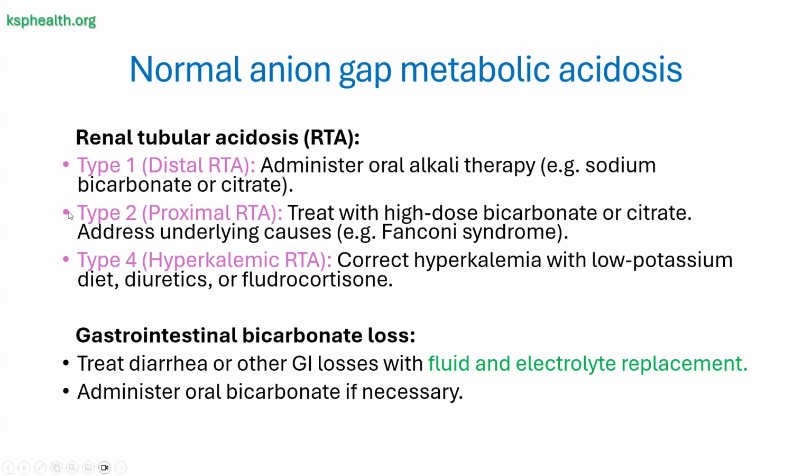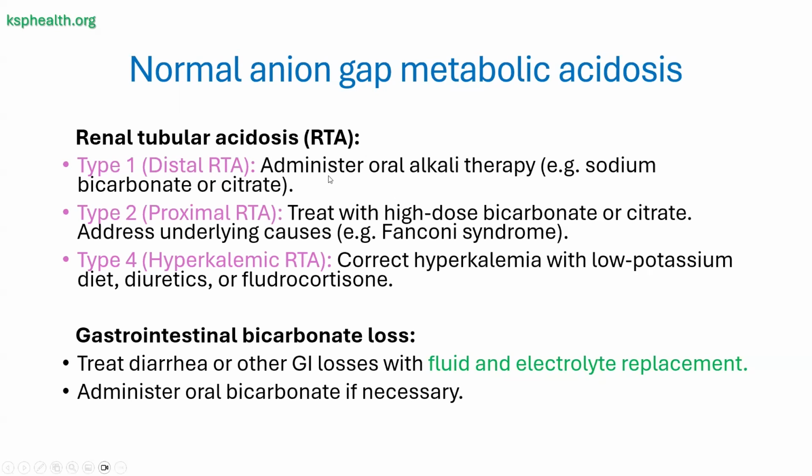Gastrointestinal bicarbonate loss: treat with fluid and electrolyte replacement, and administer bicarbonate if necessary. Most of the time, fluid and electrolyte replacement will do. Renal tubular acidosis, we mentioned earlier, has three kinds. Type 1, distal renal tubular acidosis, is the most common one. Type 2, proximal renal tubular acidosis. Type 4, hyperkalemic renal tubular acidosis. These are all causes of chronic acidosis.